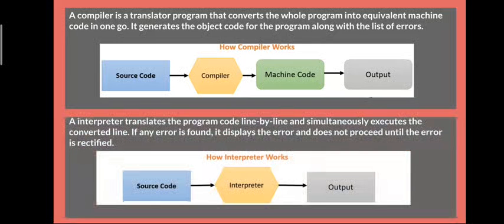Another kind of translator is an interpreter. An interpreter is a program that translates line by line and simultaneously executes the converted code. There is no machine code file created here, but each statement in the source code is converted to machine code and executed. Once the execution of that particular statement is complete, only then is the next statement converted and executed.